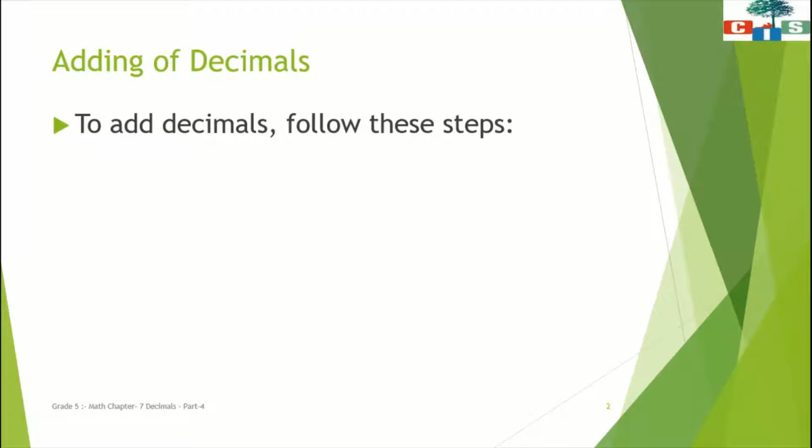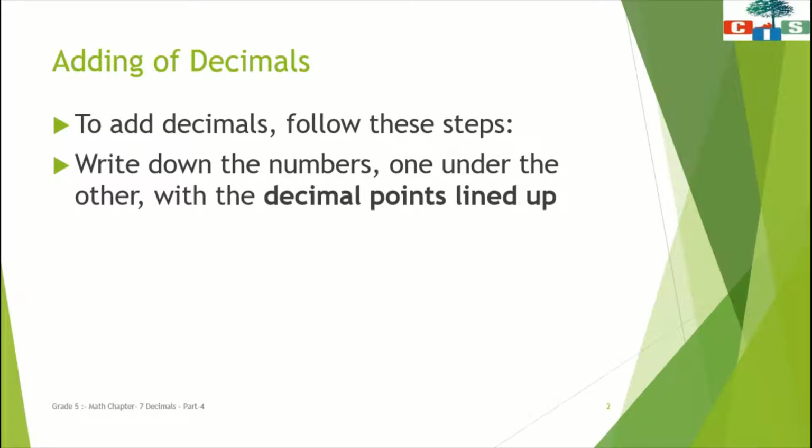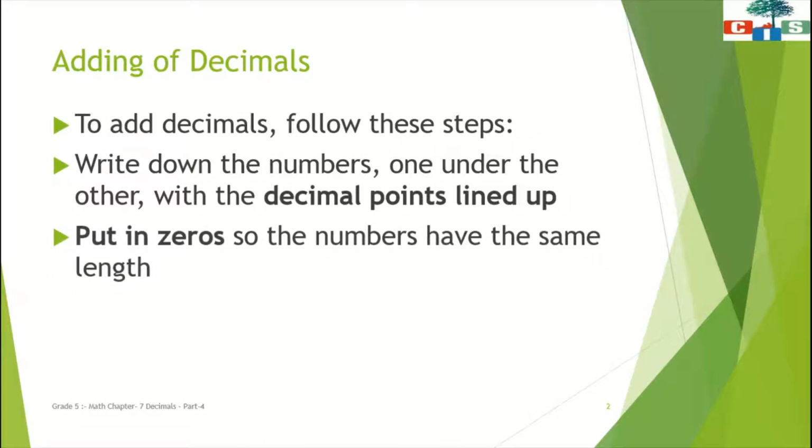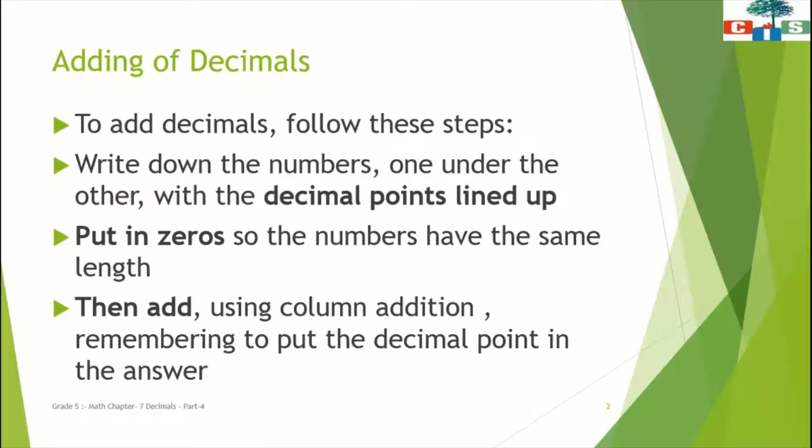To add decimals, you have to keep the following steps in mind. First of all, write down the numbers one under the other with the decimal points lined up. We will see how with the help of examples. Then you have to put in 0 so that the numbers have the same length. It means you have to make the numbers like fractions. Then you have to add using column addition, which we have already learned and will revise here, remembering to put the decimal point in the answer. At last you have to put the decimal point. So we'll start with our exercise and solve a few sums from it.